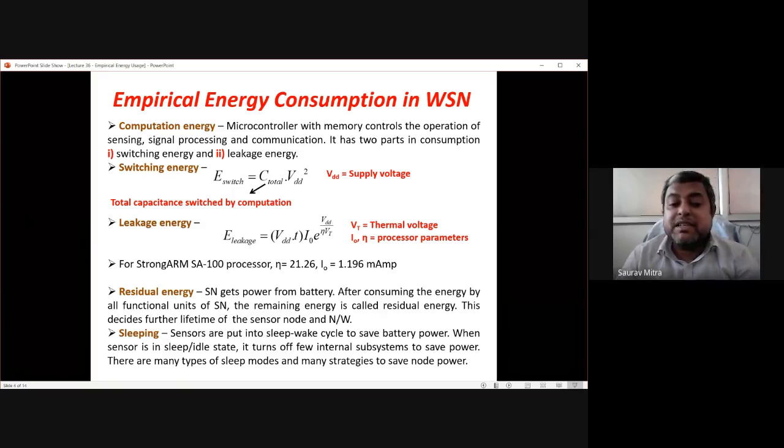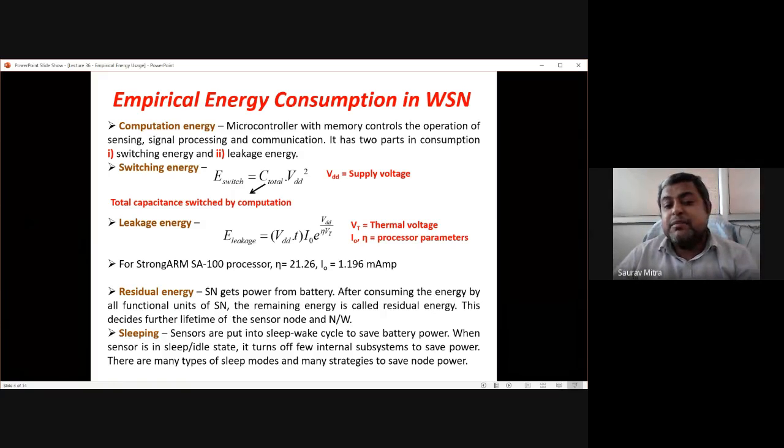What is meant by sleeping? Sensors are put into a sleep-wake cycle. Here the switching happens. Whenever it goes from on to off or off to on, switching happens, and every switching takes some power. That power is wasted. So sensors are put into a sleep-wake or active-inactive cycle to save battery power, because if a node is continuously on, it will waste a lot of power. That's why latency comes into the picture, and between two transmissions the node goes into the off state.